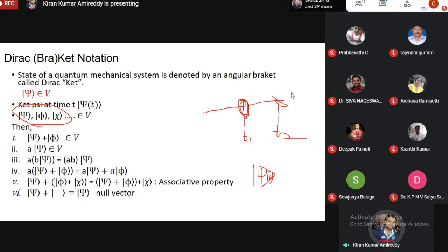So here, given the three positions like phi, psi, chi, all these may have different values or may be at different time intervals. So that's the meaning actually.